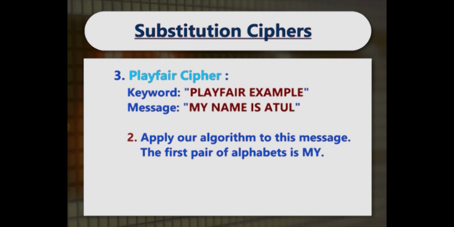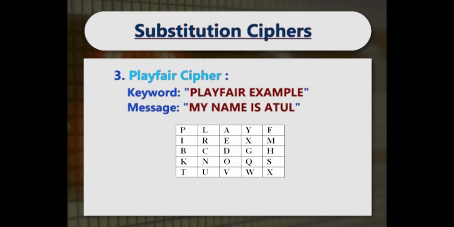The first pair of alphabets is MY. Look at the matrix. We see that alphabets M and Y do not occur in the same row or column. Therefore, we need to apply step 4 here. That means replace this text with the text diagonally opposite to it. In this case, the text is XF.